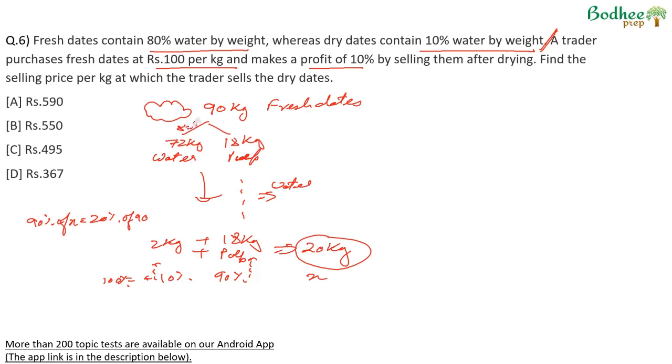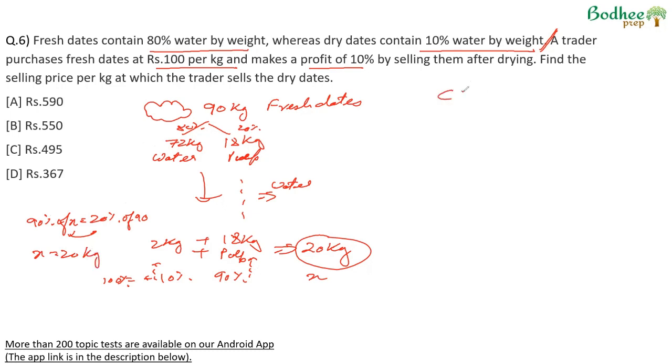20% of 90 was the weight of pulp in fresh grapes. 90% of x will be the weight of pulp in dry grapes. The weight of pulp has to remain the same. So 90% of x equals 20% of 90. This will also give us x as 20 kgs.